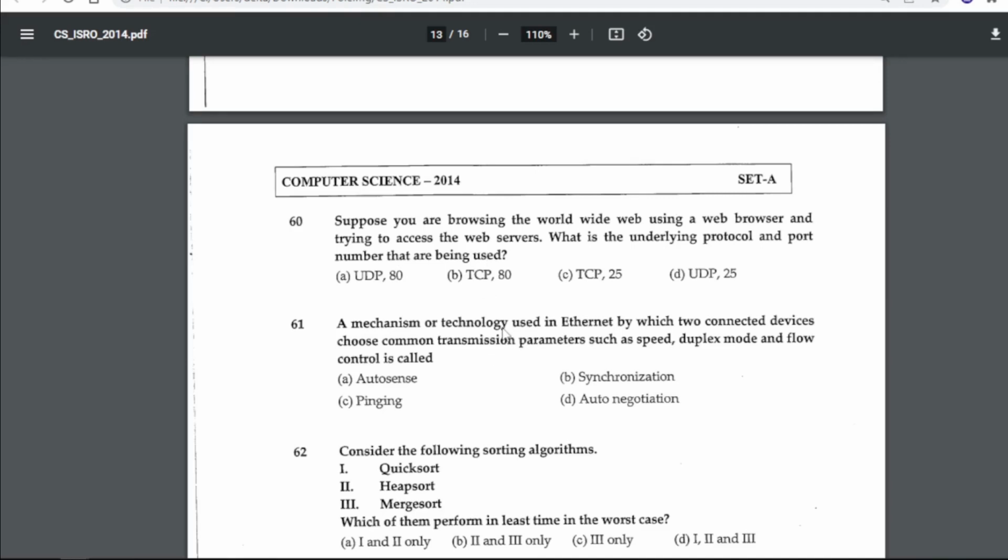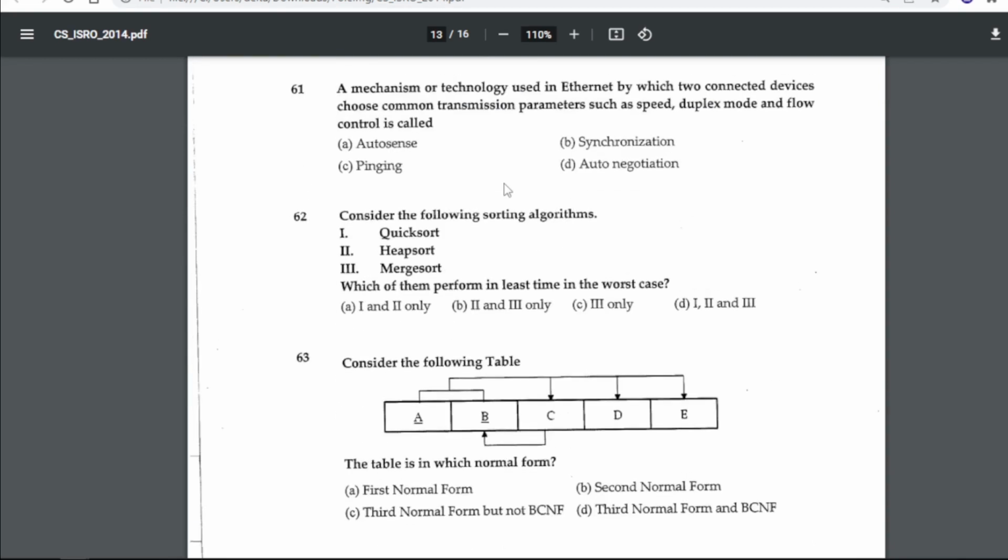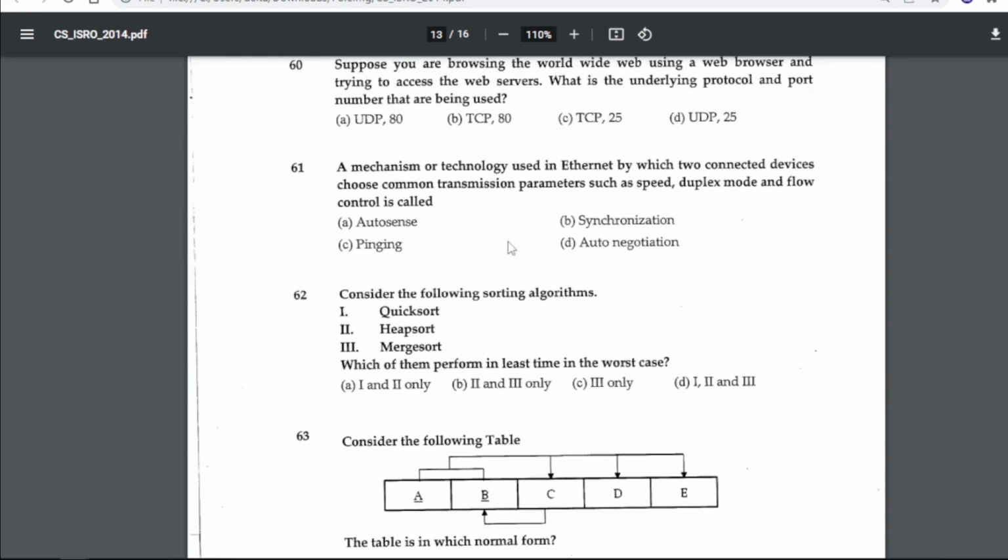So for a browser to connect and access a web server, a TCP connection will be required, and it will use a well-defined port number, right? So that is TCP/80. Now question number 61: a mechanism or technology used in Ethernet by which two connected devices choose common transmission parameters such as speed, duplex mode and flow control is called what?